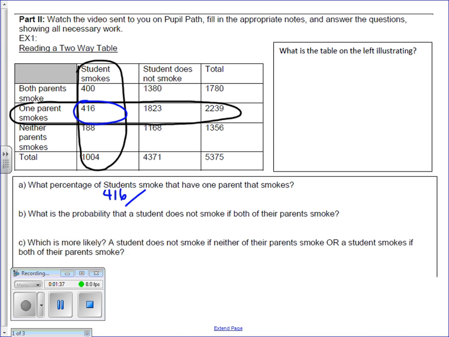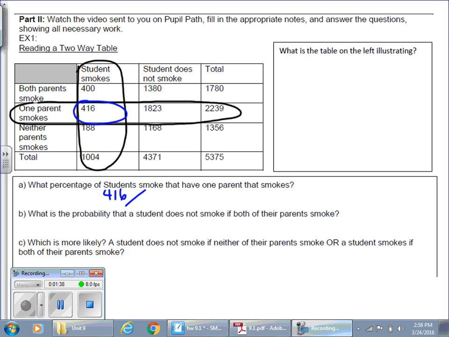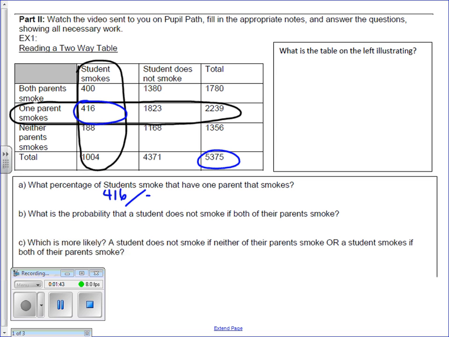So what are we going to put that out of? We are going to put that out of the total down here, 5375. It asks us to write it as a percentage, so I'm going to convert this to a decimal. It's approximately 0.077395. Then if I multiply that by 100, it will give me a percentage, approximately 7.74%.